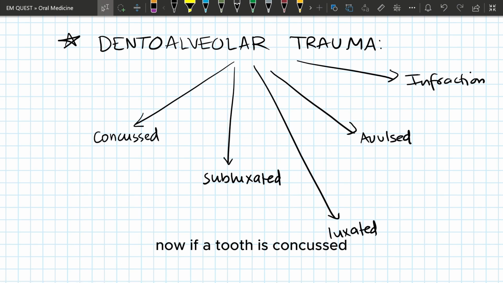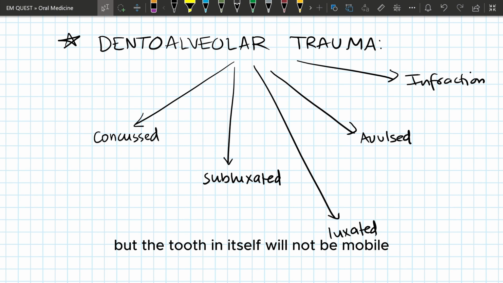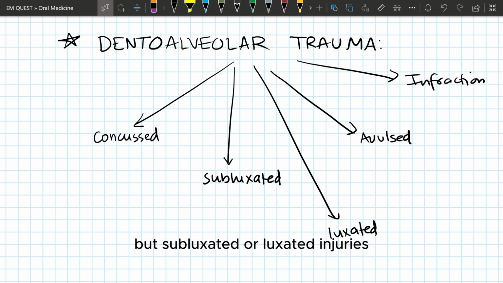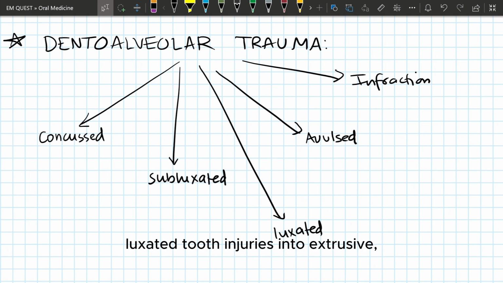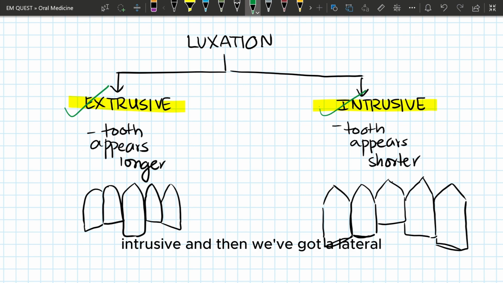Now, if a tooth is concussed, then the patient is going to come with tooth pain, but the tooth in itself will not be mobile. But subluxated or luxated injuries represent more serious injuries. Even if the tooth is subluxated, that means it's mobile but in its anatomic place, it is going to heal as long as no further injuries occur. But we can further classify luxated tooth injuries into extrusive, intrusive, and then lateral.